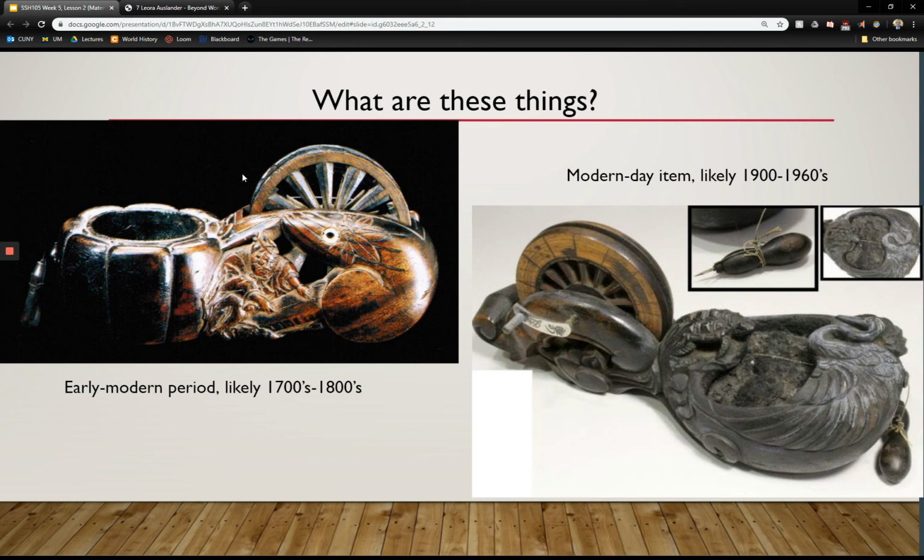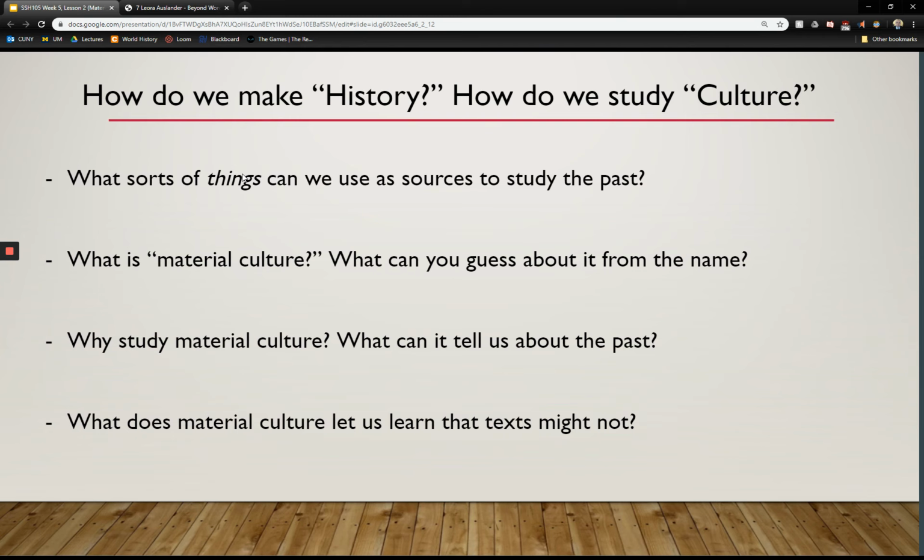And I wrote a paper about this object in grad school. And so this is one of my inspirations for having you write a paper like this, because it was actually quite a fun paper for me to write. And hopefully you're starting to think about how we make history and how we study culture in looking at objects instead of words. That's part of what I want you to get out of this assignment. I want you to think about what sorts of things we can use as sources to study the past. And I mean things, not in the vague sense, but actual physical objects rather than written sources.